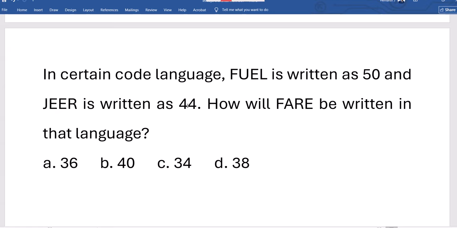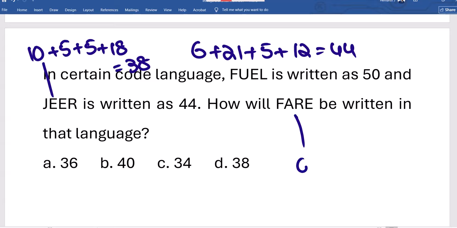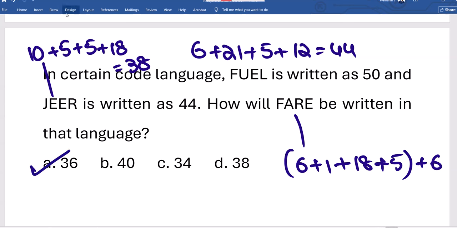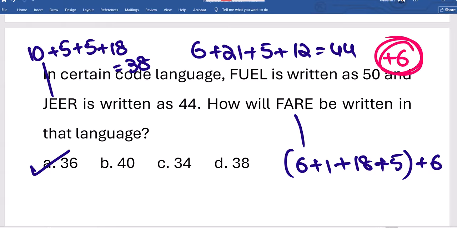We know F value 6, U value 21, E value 5, L value 12. Adding all this, we have 27, 32, you get 44, but this is 50. This one also, 10 plus 5 plus 5 is 20, 20 plus 18 is 38. They gave 44 plus 6. Now FARE: 6 plus 1 plus 18 plus 5, and 6 extra we need to add. So 36 is your answer. 6 extra added. Forward logic, plus 6, is what is important here.